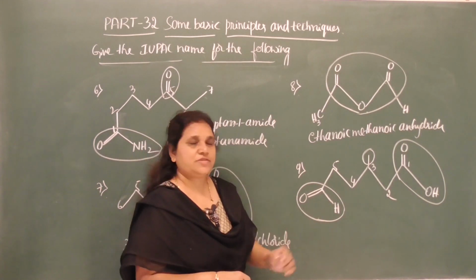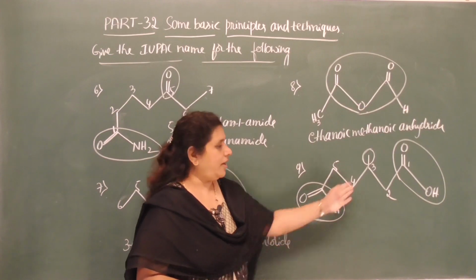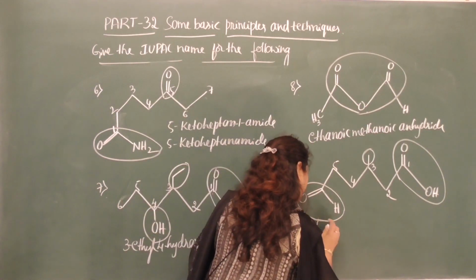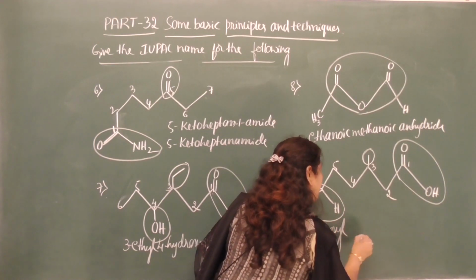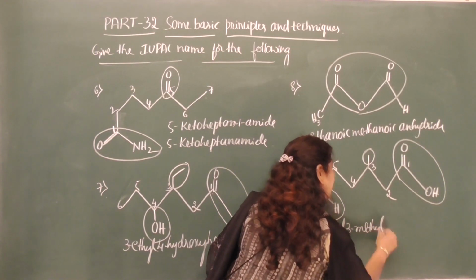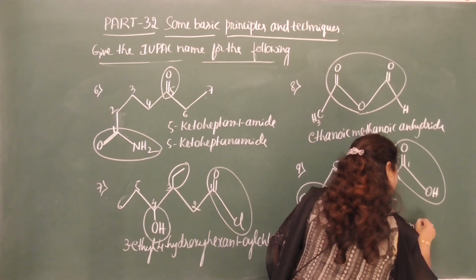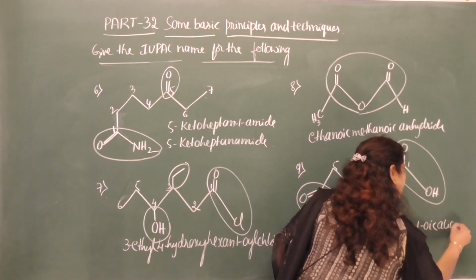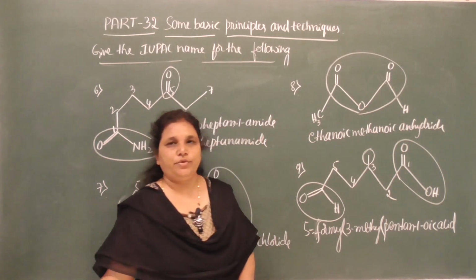So what is the prefix for the aldehyde group? Formyl. It starts with F, so arrange them in alphabetical order. So 5-formyl, 3-methyl, pentane, 1-oic acid. Pentane, 1-oic acid, or you can write it as pentanoic acid.